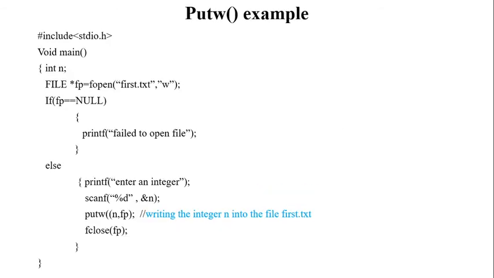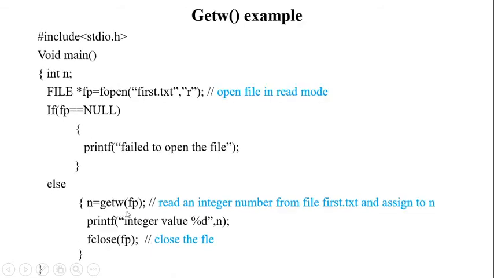Like that we can use putw also. Putw is used to write an integer number into the file. So here printf enter an integer, scanf ampersand n. Scanf is used to read some number from the keyboard. So putw n comma fp means writing integer n into the file first.txt. So we are writing one integer value into the file first.txt. Then after that fclose fp. So putw is used to write an integer into the file, and getw is used to read an integer from the file. So these are numeric IO functions.